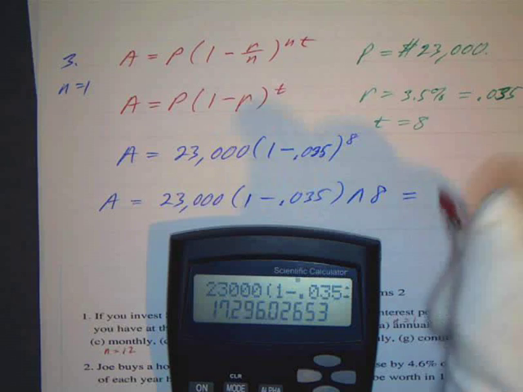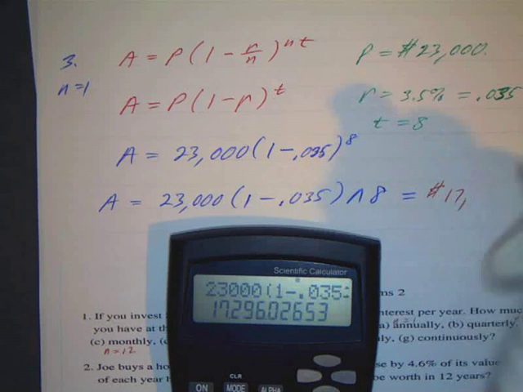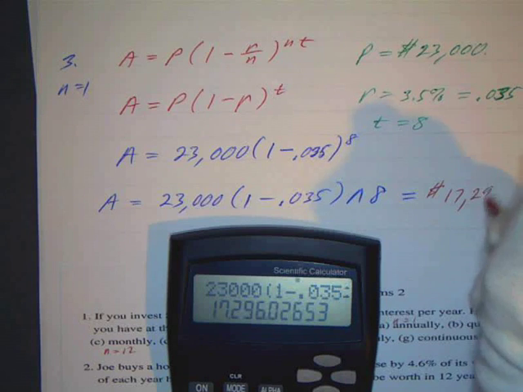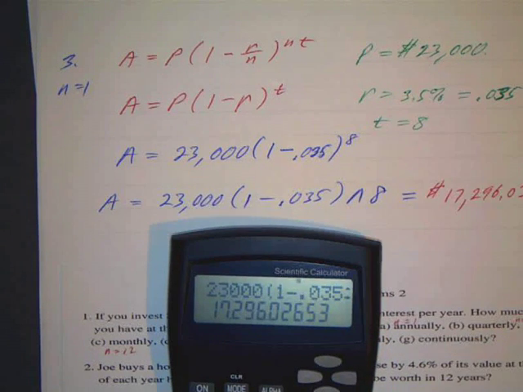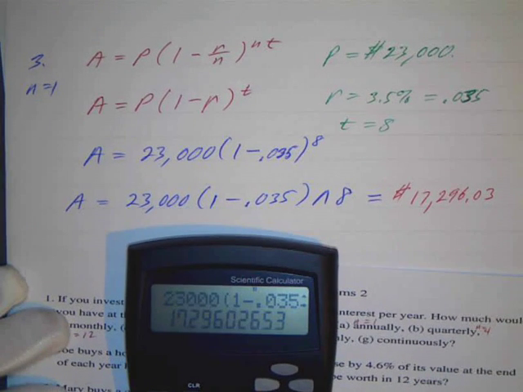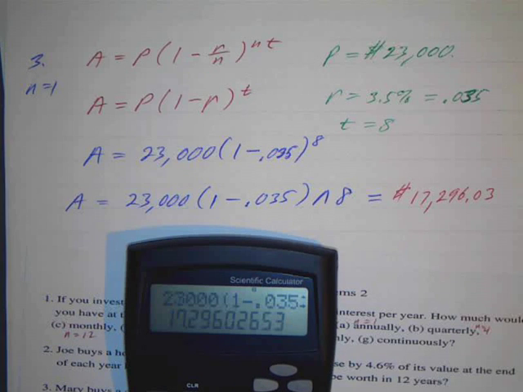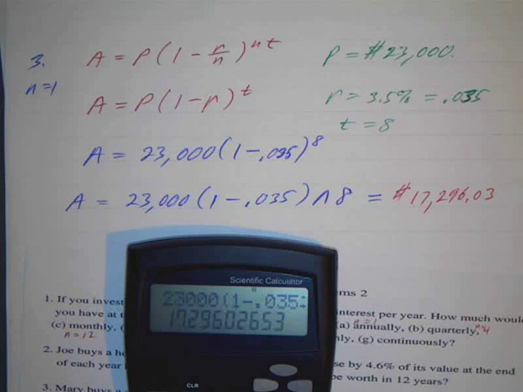So my answer would be $17,296 and 3 cents. We round up to the nearest cent. Excuse me, let's get this over there so you can see it. And that's it. All pretty easy, just need to practice it. And again, for the quiz, 1 point for this, 1 point for this, 1 point for this, 1 point for that. Makes it a 4-point problem. Okay, hope that all makes sense.